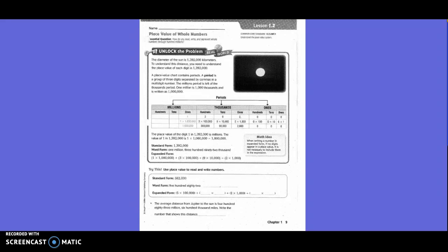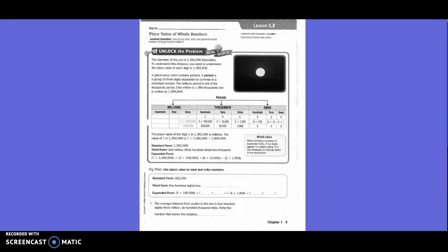So over here, they went ahead and wrote 1,392,000. They put that in the chart and it shows which periods it's in. Then they also wrote it in expanded form. So 1 times whatever was in there, 3 times the 100,000 spot. Okay. Then they wrote it as if you were adding it. So you guys have all seen this before, right? Okay. You've all seen standard form, word form, and expanded form, right?